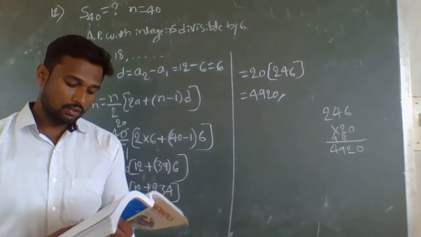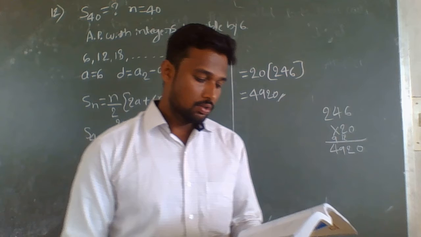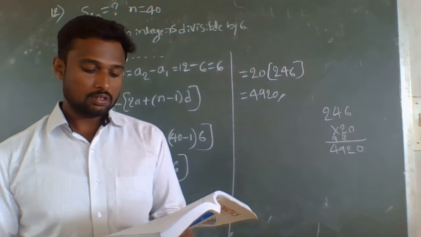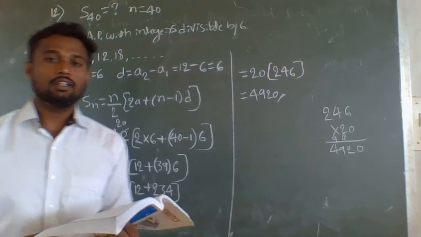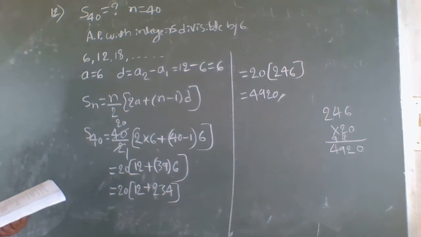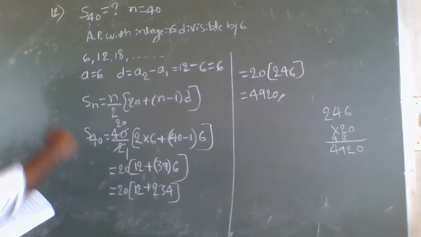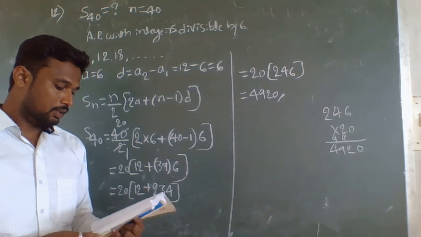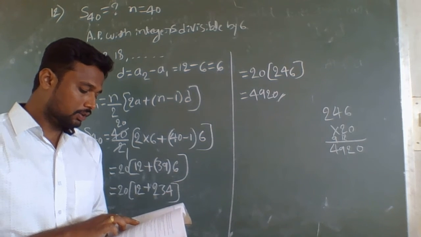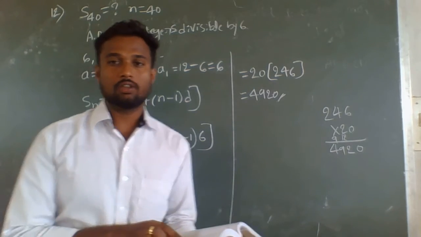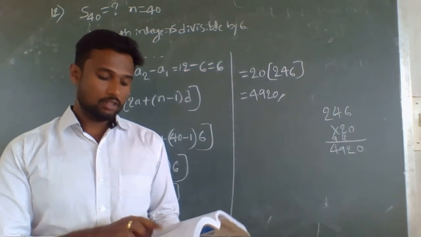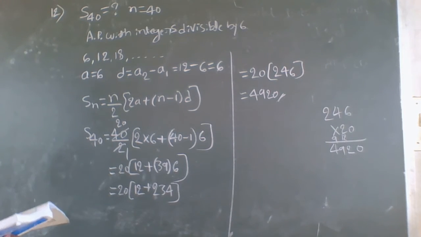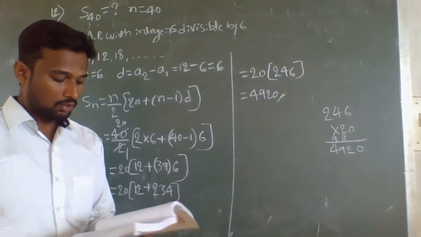Like this only, they have given the 13th problem: find the sum of the first 15 multiples of 8. You have to write the arithmetic progression of multiples of 8 and find the sum of the first 15 terms, which means you have to find the S15 value. This problem is very similar to the 12th one, so try to solve it. Now directly I will solve the 14th problem.